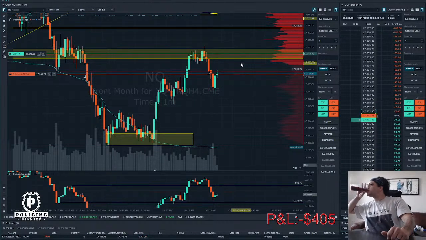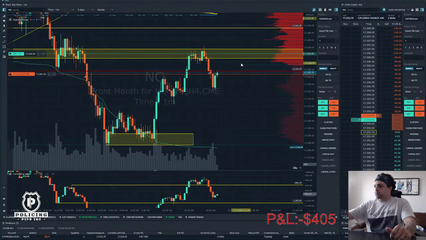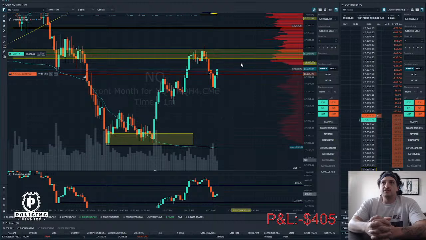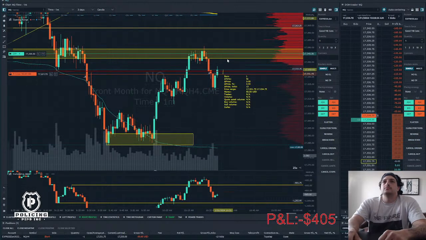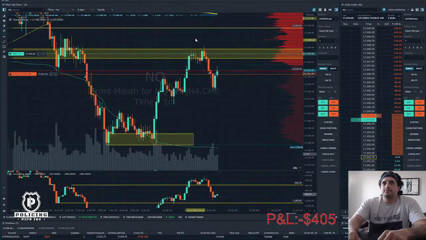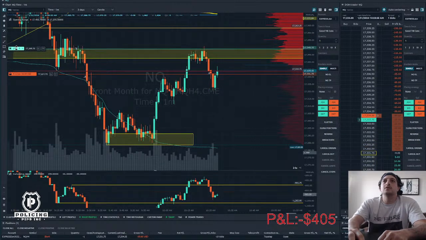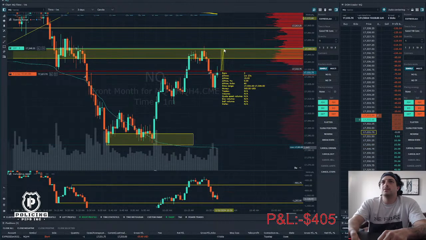Holding it. If this rips me out, I can't say that I didn't enter correctly. The only other place I could have entered is up in that area. The proper stop is probably up in that range there. Do I want to risk that much more? Maybe. It's not that much more. Do I want to get ticked out? No, I don't.